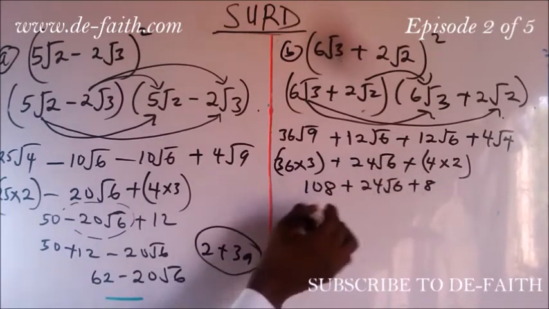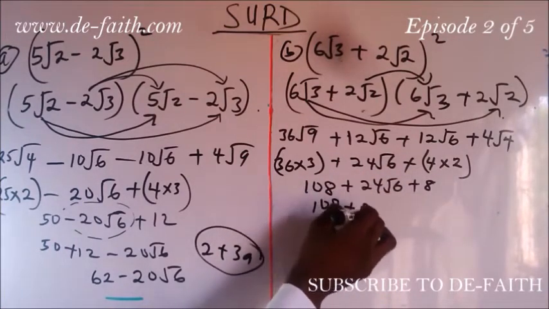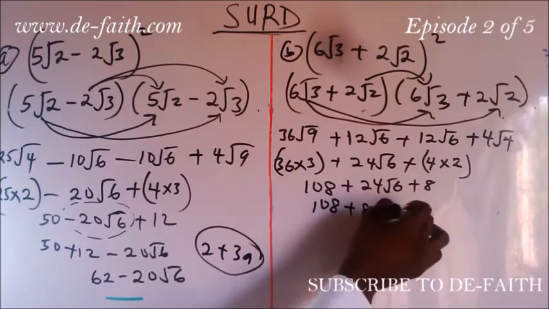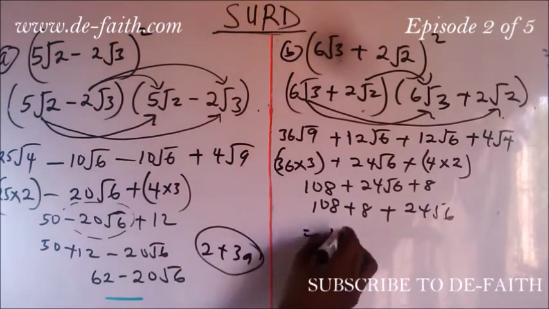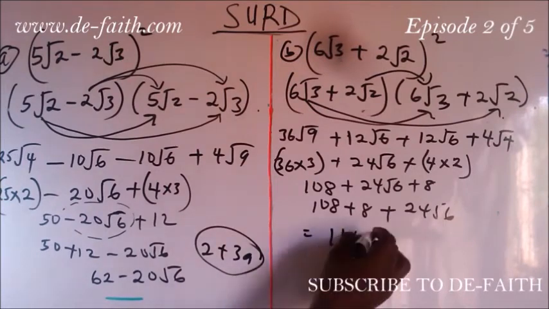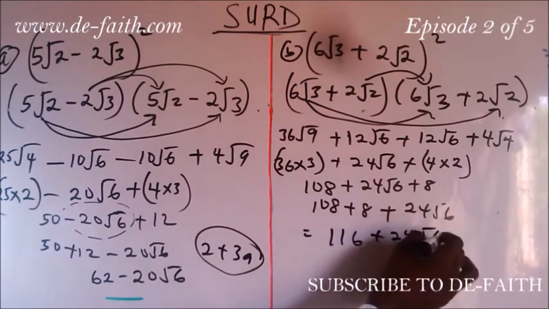So we collect the like terms. 108 plus 8 plus 24 root 6. So we'll have 116 plus 24 root 6.